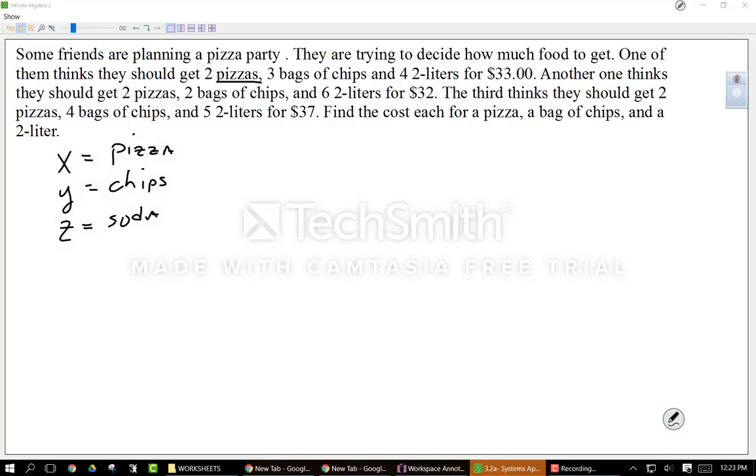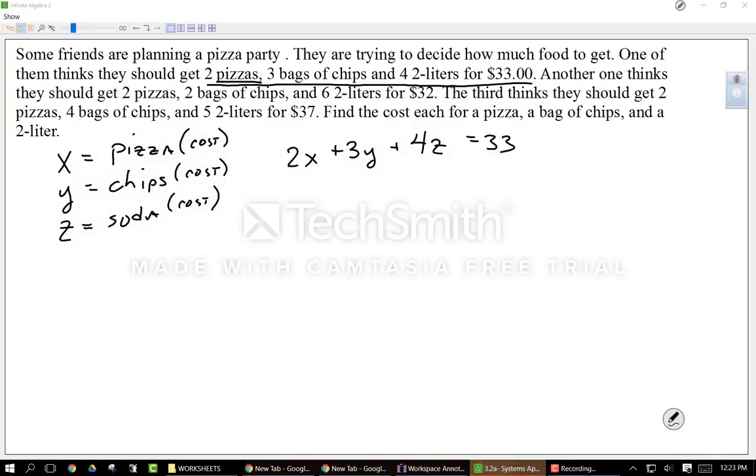Now, this is pizza, chips, and soda, but really we're talking about cost, right? It's how much these items cost, so we need to make sure we understand that part about it. So the first part, it says 2 pizzas, 3 chips, 4 sodas for $33. Well, using the variables that we wrote, I can rewrite that as 2x plus 3y plus 4z equals 33. Now the 4z, some of you might be like, well, it says 2 liters. Well, 2 liter, remember soda, that's what it comes in. So the 2 there is just the amount of soda per container.